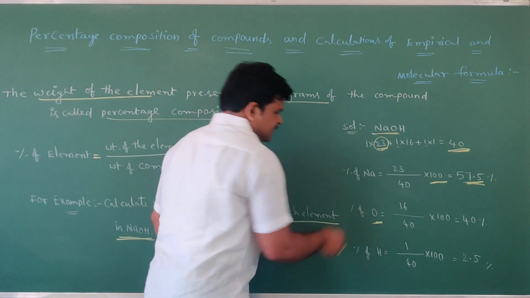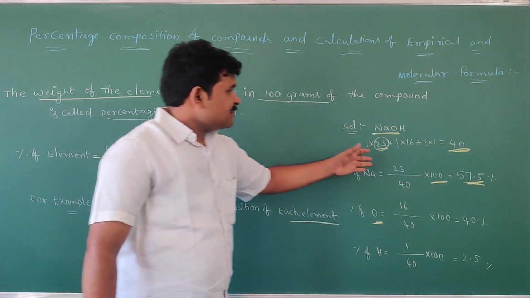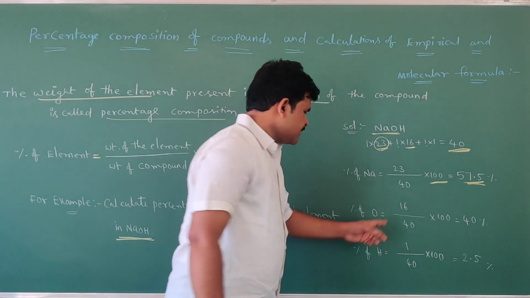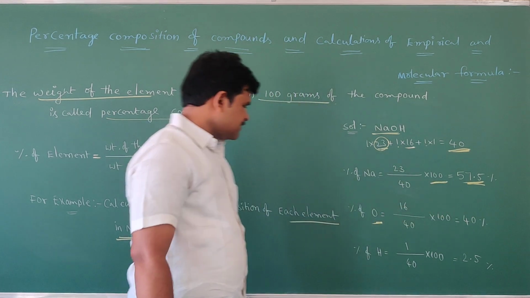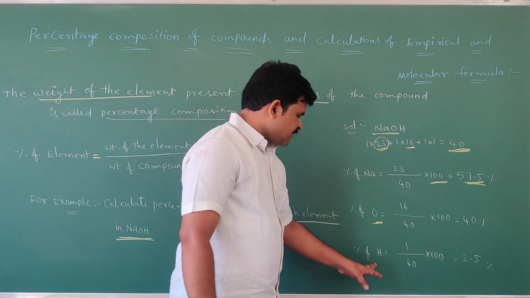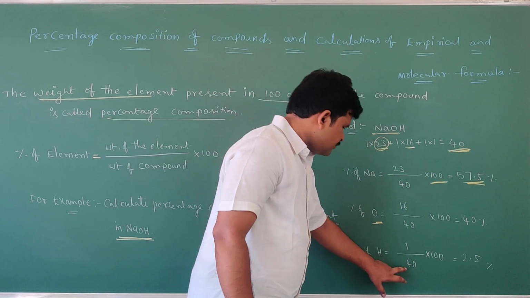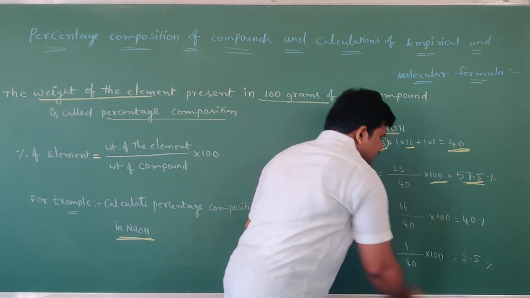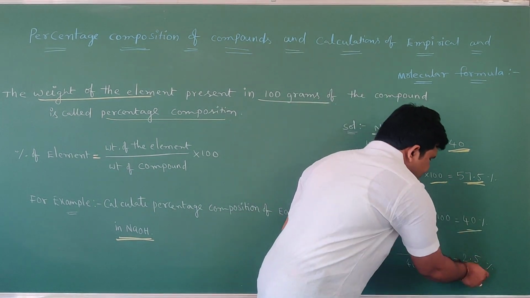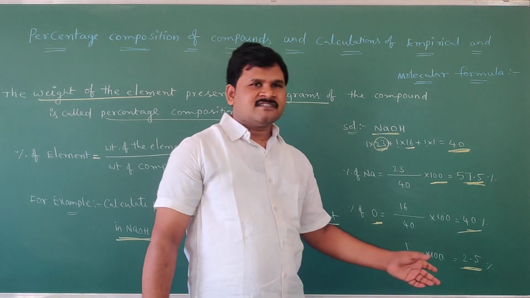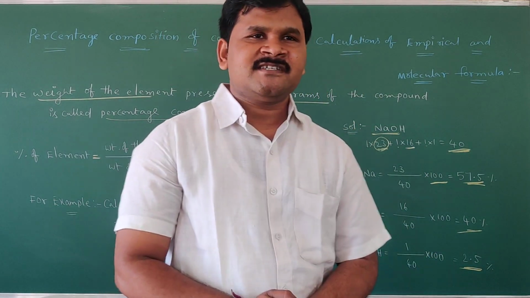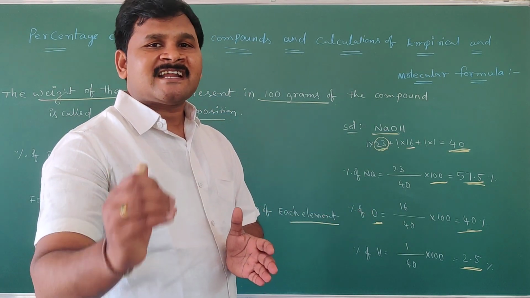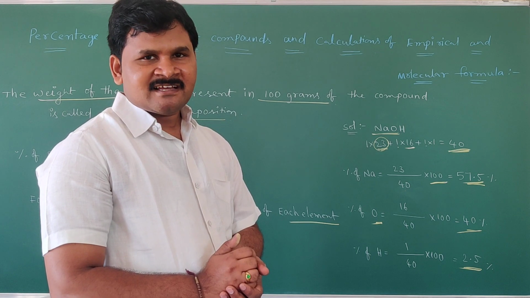Similarly, for oxygen, the contribution of oxygen in NaOH is 16. So 16 by 40 into 100, you will get 40%. Similarly for hydrogen, the contribution is 1 by the molecular weight of the compound, 40, into 100. By adding all these values, you will get 100%. This is called percentage composition of elements. If the summation of all elements present in the compound gives 100, then only it is a correct calculation. Otherwise, it is considered wrong.